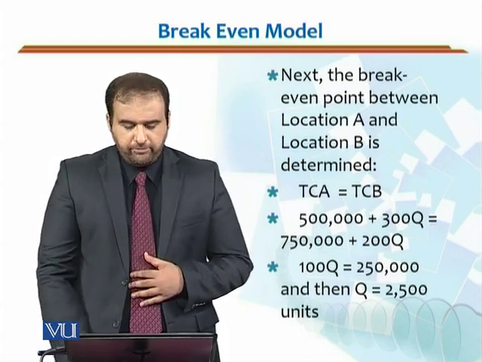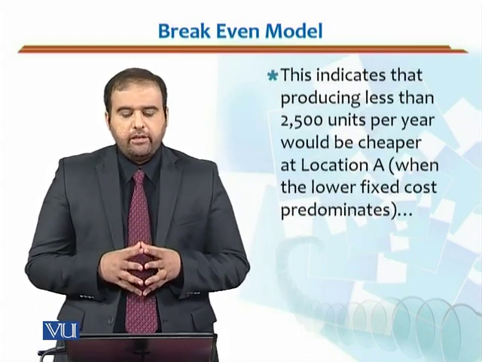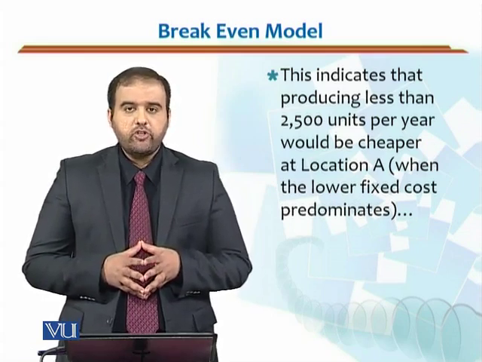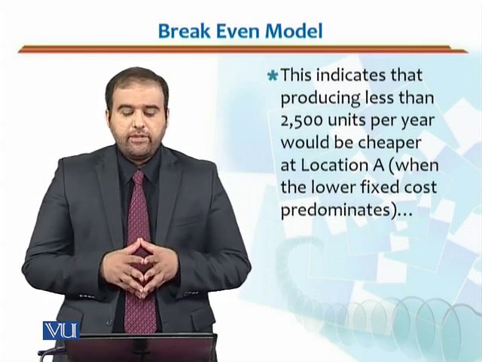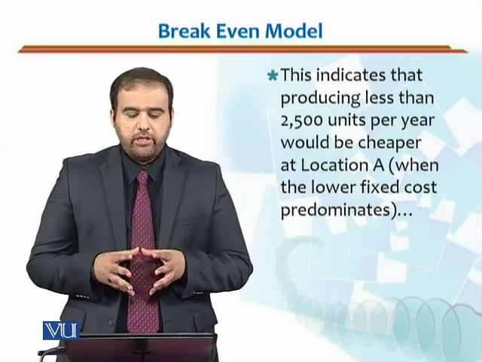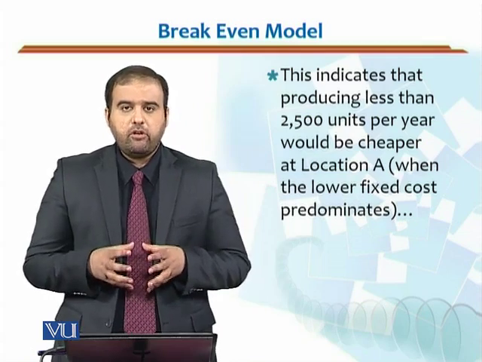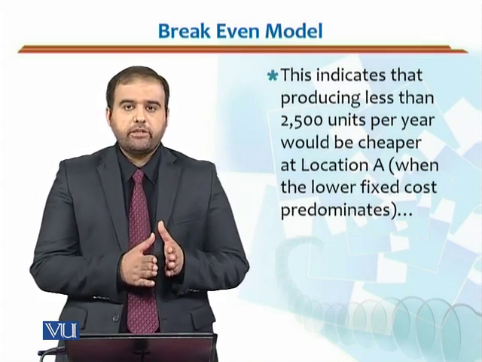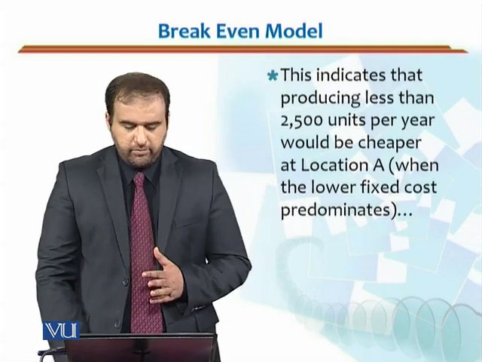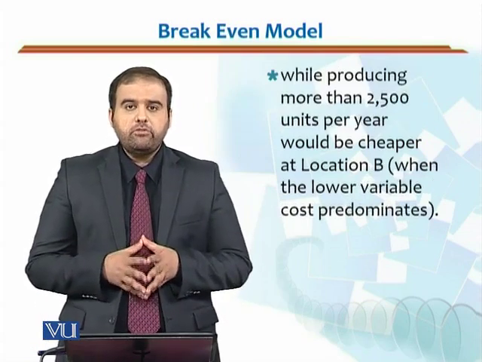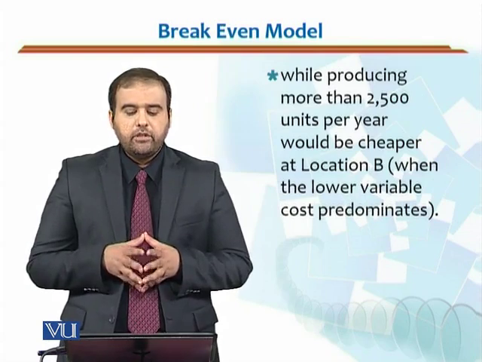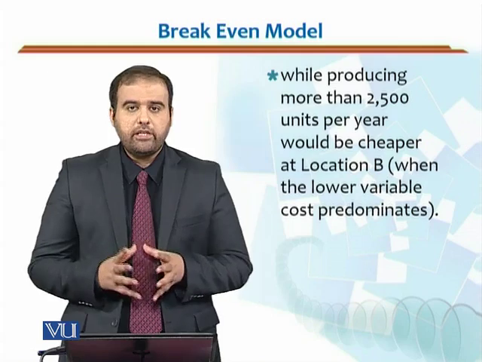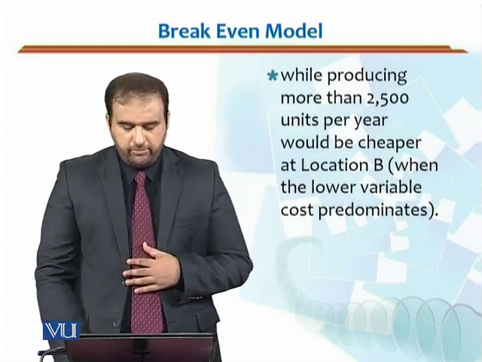So what does it say? It actually tells you that producing less than 2500 units per year would be cheaper at location A when the lower fixed cost predominates. So lower fixed cost है A के scenario पे. तो अब अगर आप less than 2500 units produce करना चाहते हैं तो location A would be the attractive one. But if you are producing more than 2500 units, then location B would be more attractive, because here the lower variable cost is actually dominating.